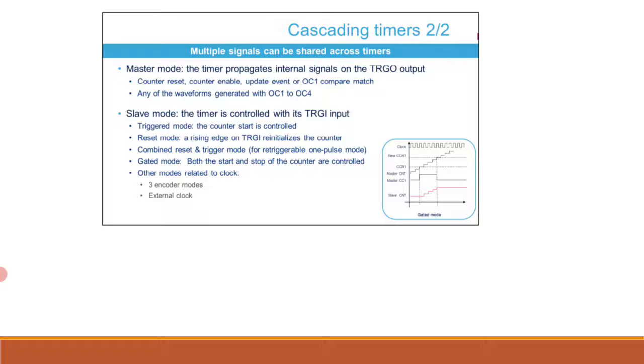This signal either comes from an input or from another timer in waveform generation mode. In this case, synchronization pulses issued on reset, enable, update or compare match cannot be used. Lastly, the slave mode selection includes clock related modes such as quadrature encoder decoding or external clock modes mentioned earlier in this presentation.